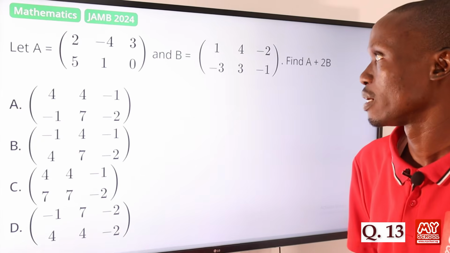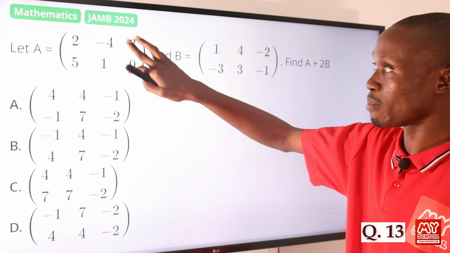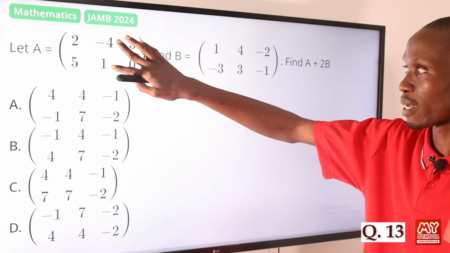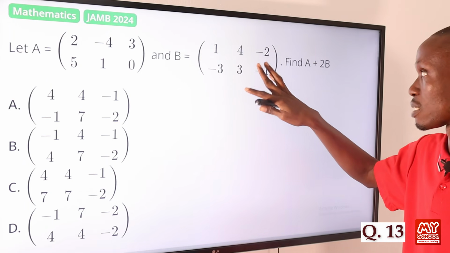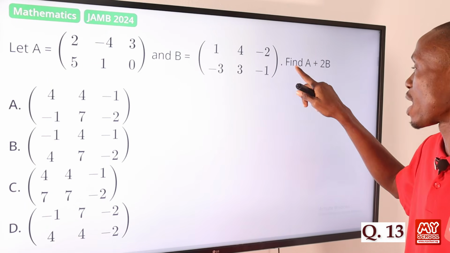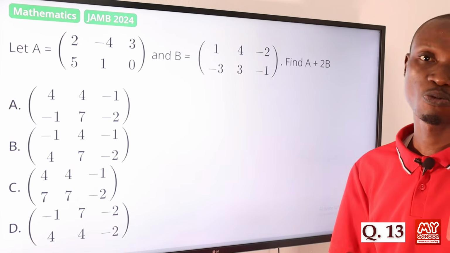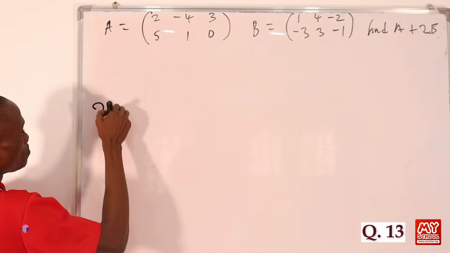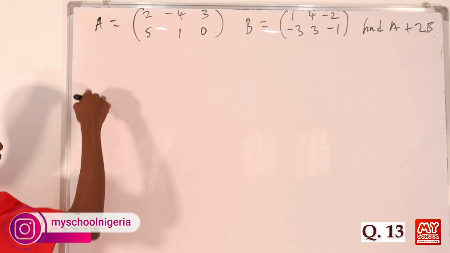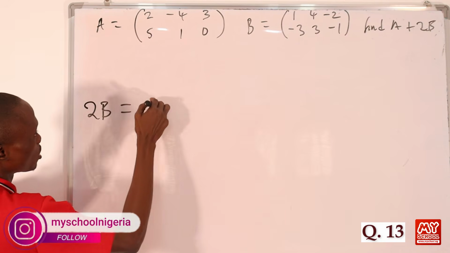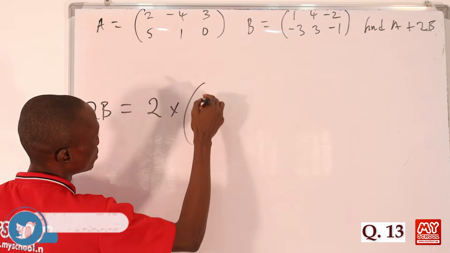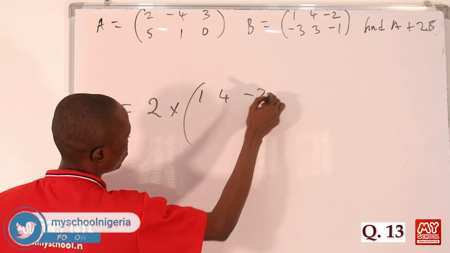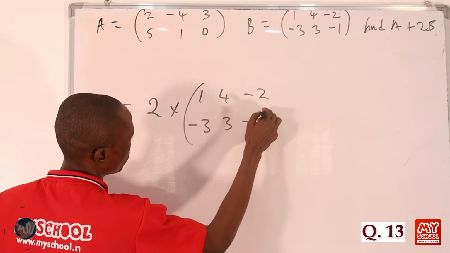Question 13. Let matrix A be equal to all the elements that are listed in this bracket, and matrix B equal to the elements that are listed in the bracket, and we are asked to find A plus 2B. So let's move over to the board to provide the answer to this question. The first thing is for us to find 2B, meaning 2 times all the elements of matrix B. So in this case, we have 2 times the bracket 1, 4, minus 2, minus 3, 3, minus 1.